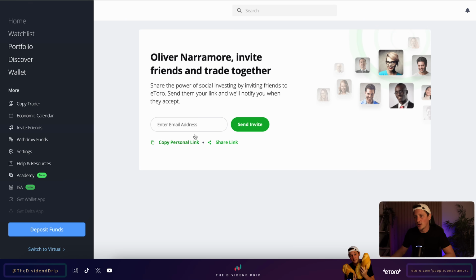From there, you can also invite your friends. I think depending on the country you're in, you can receive a payment for that. In the UK, you don't get one, but you can do that if needed.